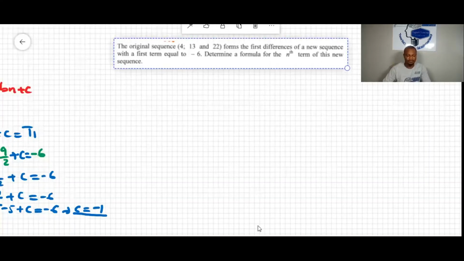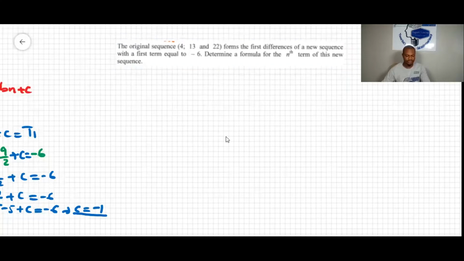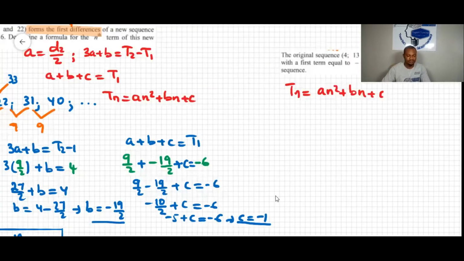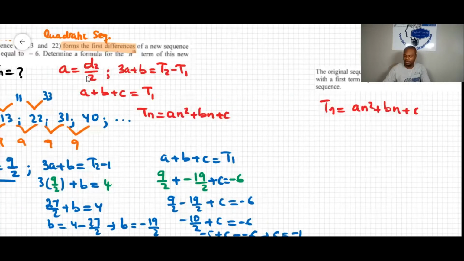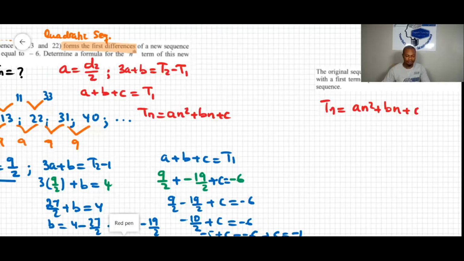So now we can do this another way. We could also say that Tn was equal to an squared plus bn plus c, and that's the formula that we wrote over here. A is equal to d2 over 2, so I can work out A. A will be equal to 9 over 2, because 9 is the constant second difference over 2.